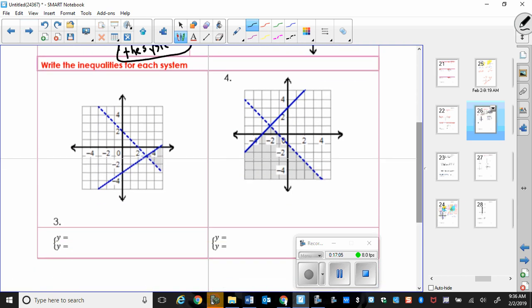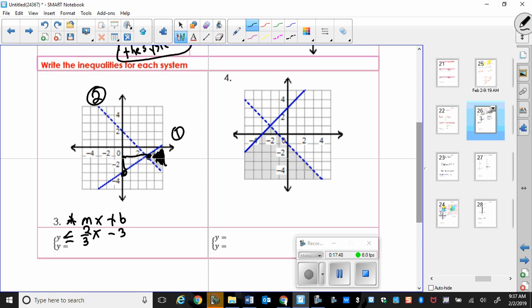Now, lastly, rewrite the inequalities for each system. So I know I need my slope. I need to change these equal symbols. I need my y-intercept. So here's equation number 1. Here's equation number 2. Equation number 1, y-intercept's at -3. So I'm going to change b to -3. And then for my slope, I go up 2, right 3. So 2/3 x. The shading for this is right here. It's below this line, so it's less than, and it's equal to.